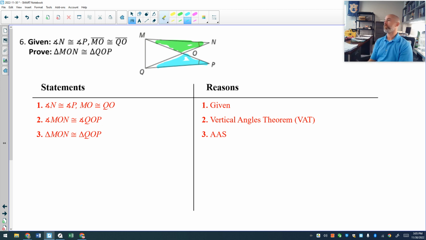And then why would they draw a line between any? I don't know, just to throw you off. So once I've got, they gave me an angle. They gave us a side, MO and QO. So once we have an angle and a side, we can use vertical angles. And with vertical angles, we have angle, side, and we're done.